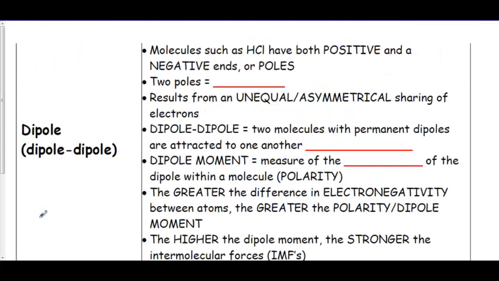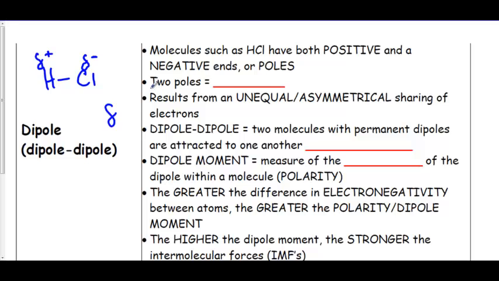Next type of IMF would be the dipole, or the dipole-dipole moment. Molecules such as hydrochloric acid or HCl have both positive and negative ends, which are poles. Hydrogen is bonded to chlorine. Chlorine has a higher electronegativity value, so this would give it a partial negative charge, because it's more electronegative, and then therefore the opposite end would be a partial positive, obviously, because they have to attract each other in a bond, opposites attract.